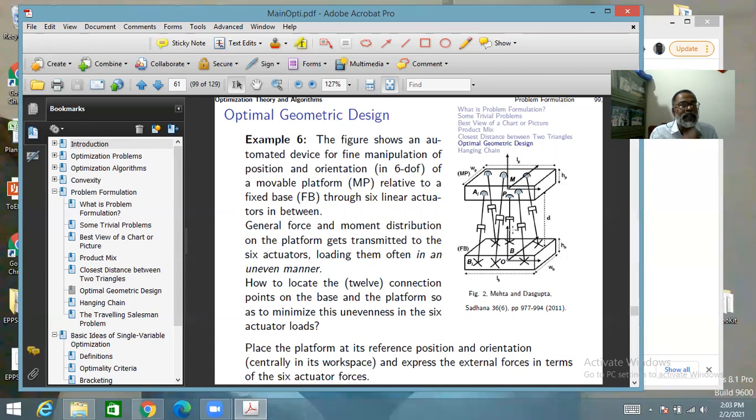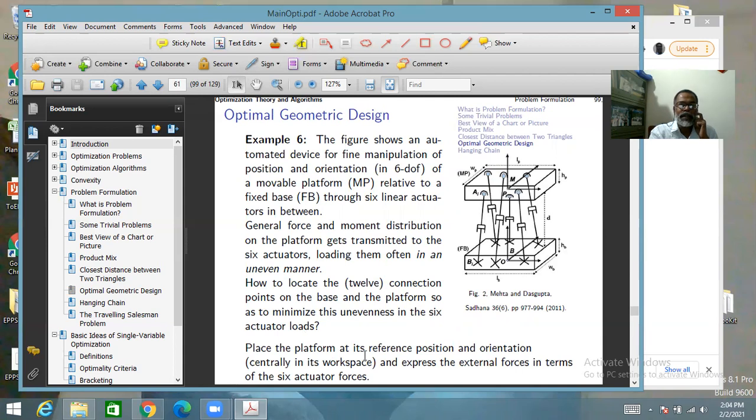Now, how to minimize that unevenness? How to position the 6 points on the base and 6 points on the platform so that for forces and moments coming on the platform in all directions, none of the actuators are severely loaded and none of them is left totally scot-free. So that basically you are telling that all the actuator loads should be comparable. Okay, so that is the problem.